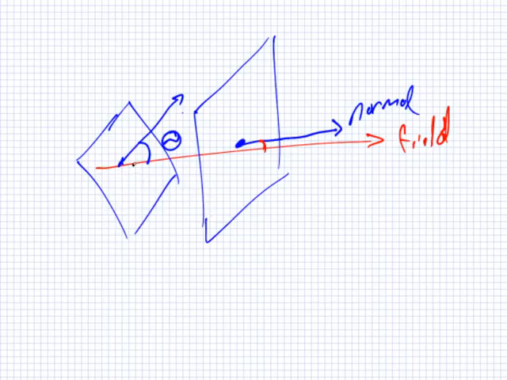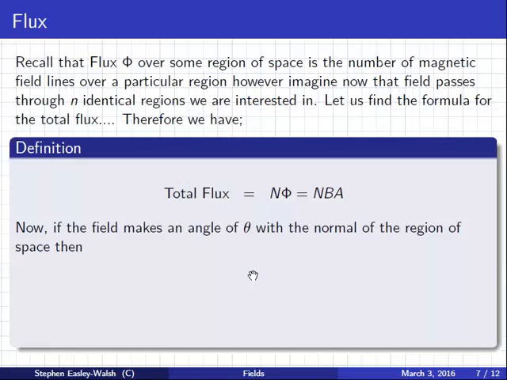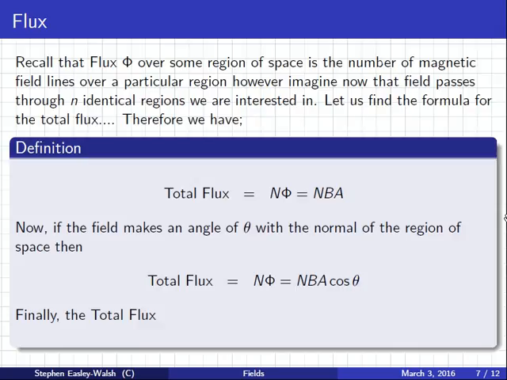Okay. So again, we only care about this part, not this part, because we want it to be like this. So here, is it a cos or sine? Cos. It's cos. So if it's at an angle, we just stick in a cos theta here. Finally, the total flux is also called the magnetic flux linkage, mostly.